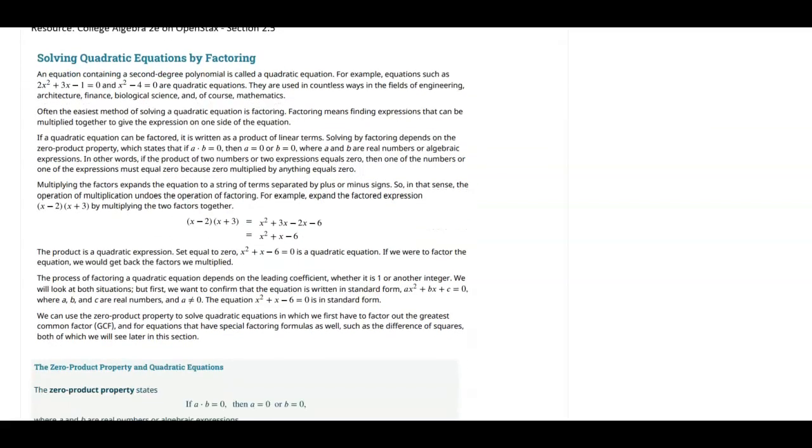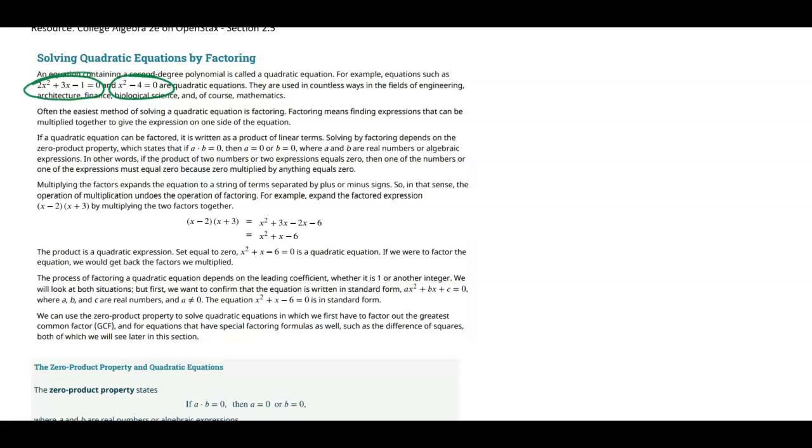So a quadratic equation contains a second degree variable in it. And we always want to make sure our quadratic equations are set equal to 0. One thing to make sure that you understand is when you are solving a quadratic equation, you are finding these zeros.